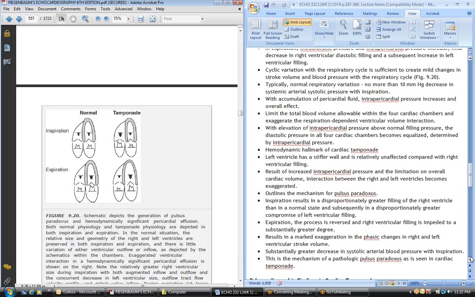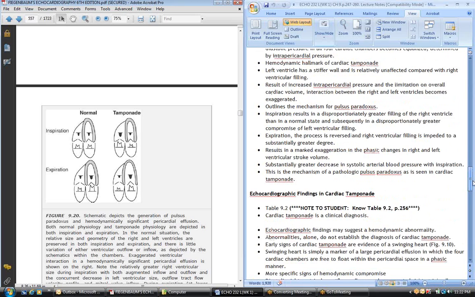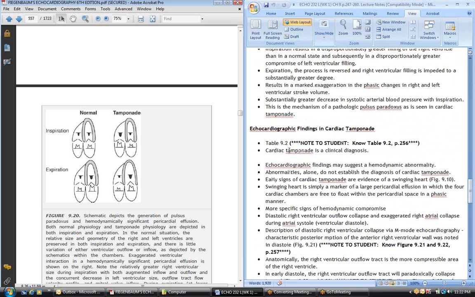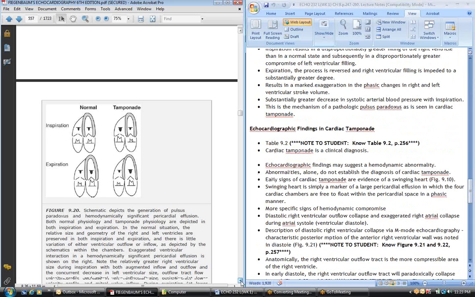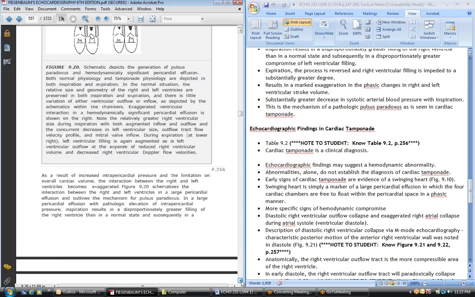A substantially greater decrease in systolic arterial blood pressure with inspiration. This is the mechanism of pathologic pulsus paradoxus as is seen in cardiac tamponade. Again, your systolic arterial blood pressure, there's a big change with respiration. All right, so let's go to table 9-2.